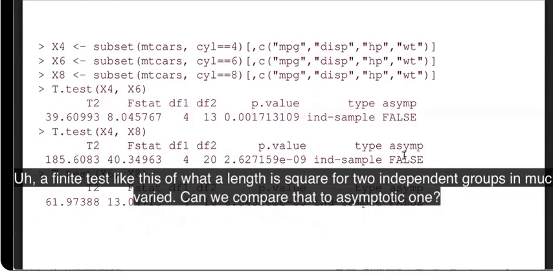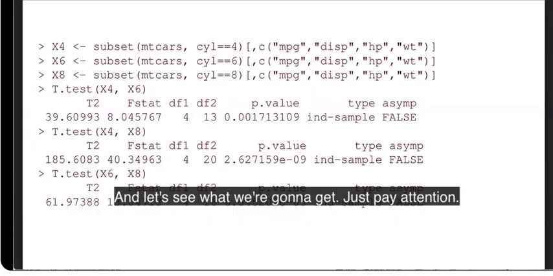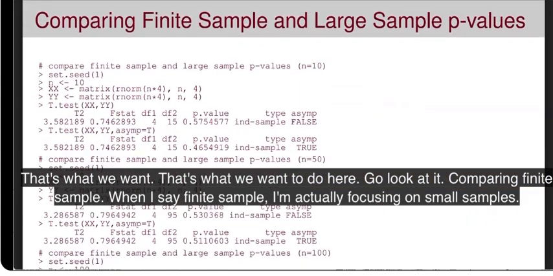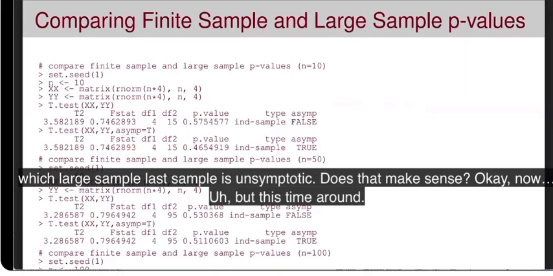But what if, in a situation, can we have a way to compare a finite test like this Hotelling's T-squared for two independent groups in multivariate? Can we compare that to the asymptotic one? And let's see what we're going to get. Just pay attention. That's what we want to do here. Look at it. Comparing finite samples. When I say finite sample, I'm actually focusing on small samples. A large sample is asymptotic.